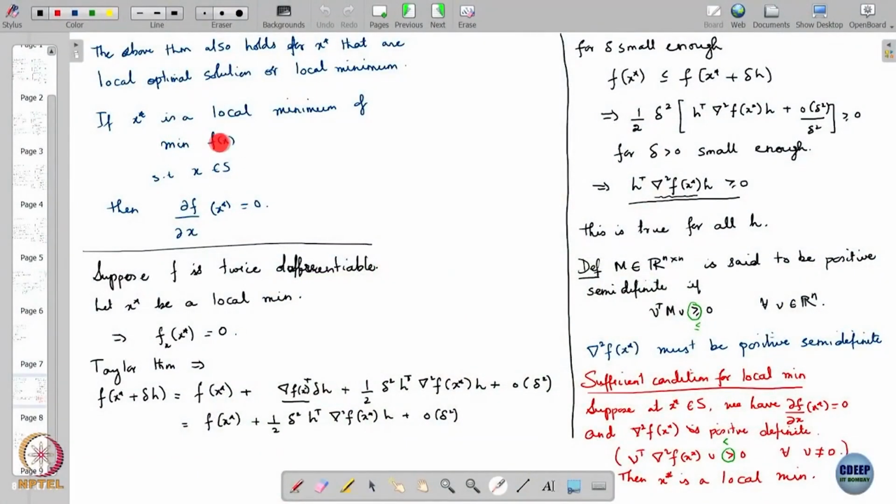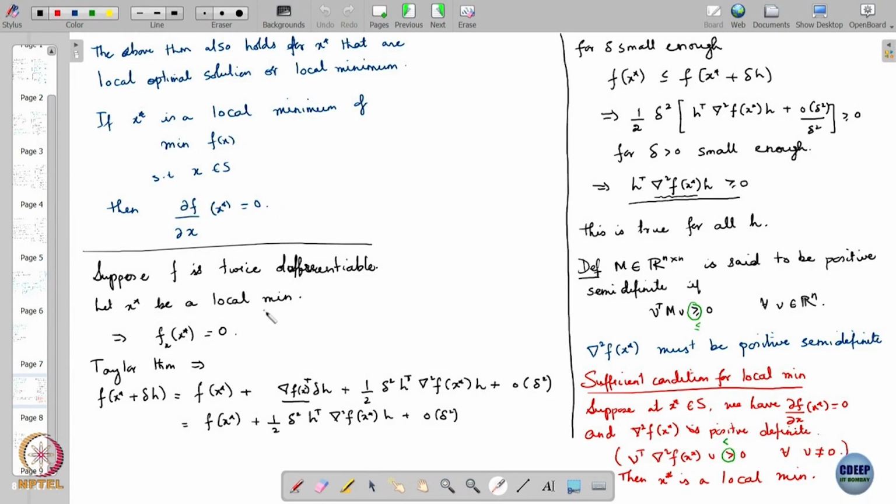We had concluded that if x star is a local minimum of an optimization problem like this, where you are minimizing a function f of x over an open set S, then it has to be that the derivative of f at x star, or the gradient of f at x star, must be equal to 0. This has to hold. So this is what we call a necessary condition. This means that if x star is a solution, then it must satisfy this.